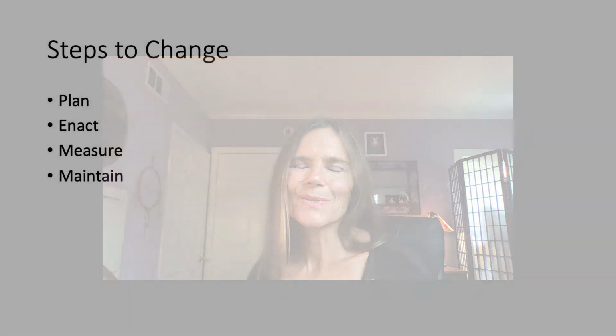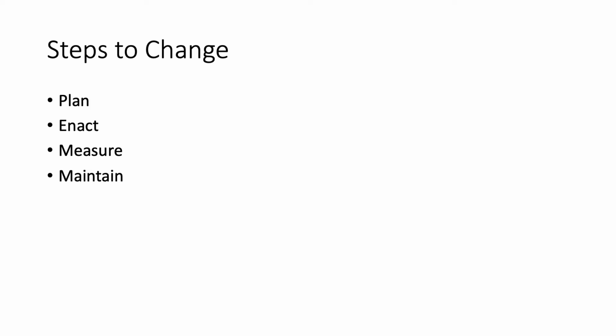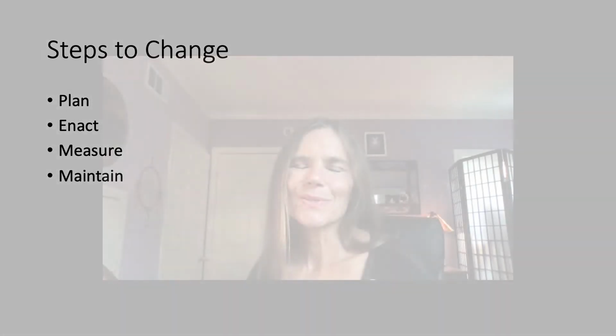There's a difference between the stages of change and the steps to change. The first step is plan, then enact, then measure, then maintain. Right now we're just beginning to start the planning phase. In fact, we're not even going to start the planning phase until we first process why it's important. So the very first thing we're going to do is look at the importance to us. Is it really important? Is it something that I really want to take on right now?